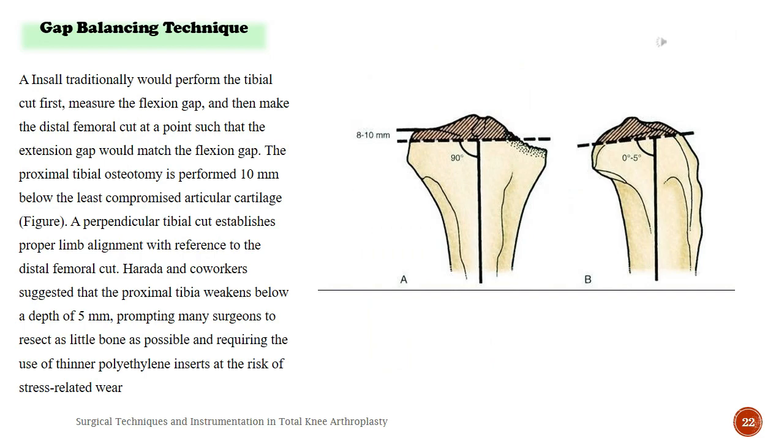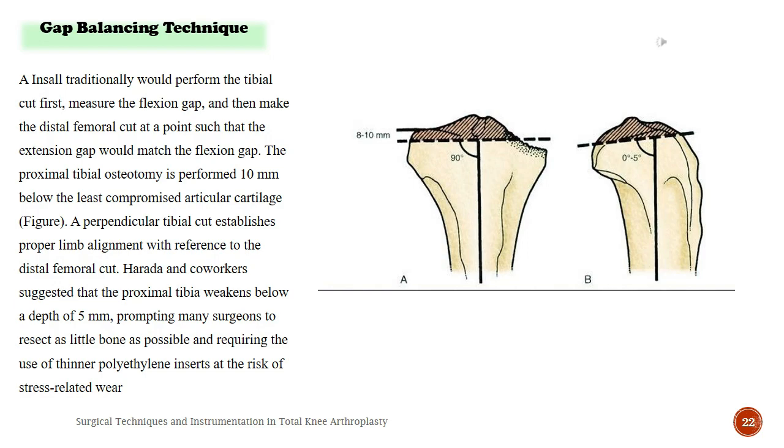Figure. An insole traditionally would perform the tibial cut first, measure the flexion gap, and then make the distal femoral cut at a point such that the extension gap would match the flexion gap. The proximal tibial osteotomy is performed 10 mm below the least compromised articular cartilage, figure. A perpendicular tibial cut establishes proper limb alignment with reference to the distal femoral cut.